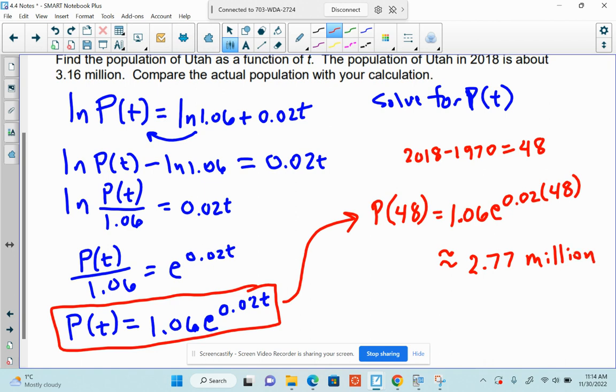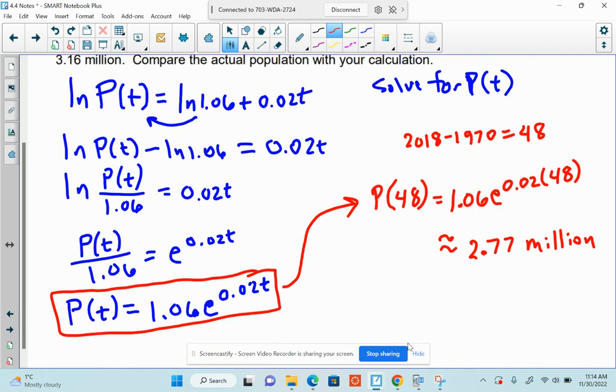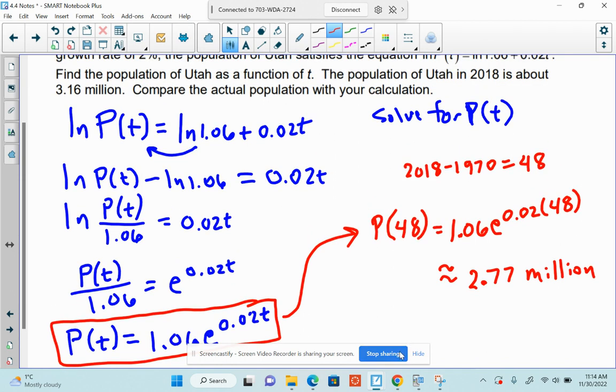And now when we compare that to what actually happened, this is too low, which kind of makes sense because population in Utah has been growing fairly rapidly for quite some time. So 2.77 million, our model is under the 3.16 million that was the actual. So it's below the actual 2018 population. And that is the end of this video.